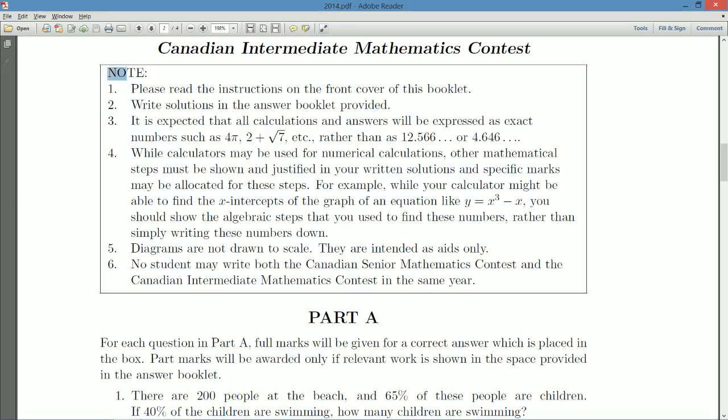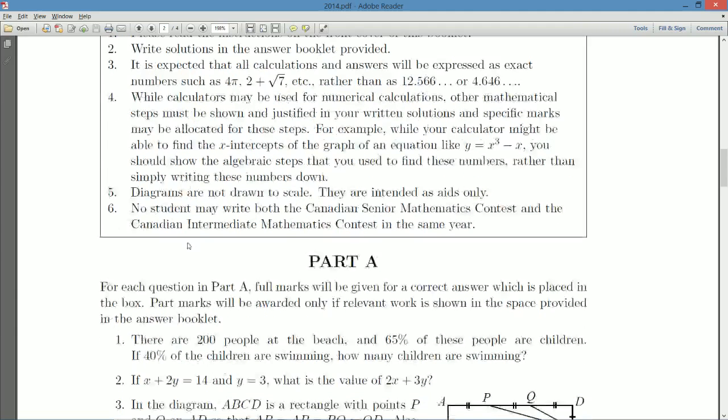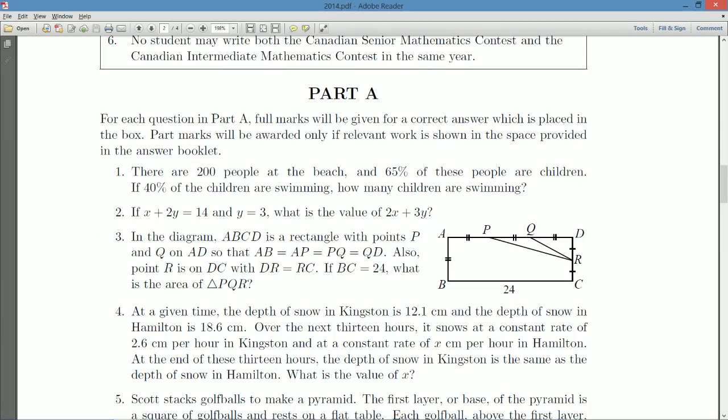Alright, this note actually seems a little longer than it usually is. A particular note, I don't think I've ever seen this: no student may write the Senior Math and Intermediate Math in the same year. I think that might be new. I wonder why they'd place that restriction. Oh well, we're here for the question, so let's take a look.